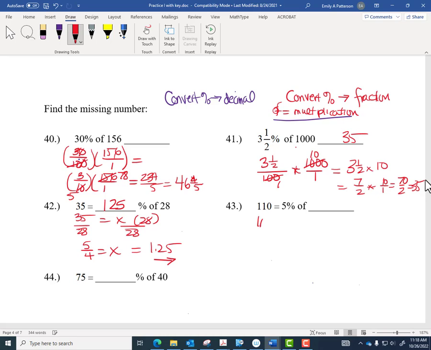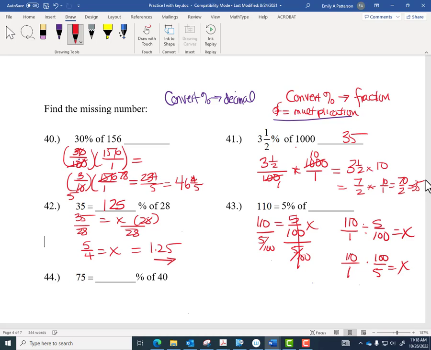Here again, we have 110 is equal to 5%, so I'm converting it into a fraction, times x. And when we divide both sides by 5 over 100, this cancels out or becomes 1. So I have 110 over 1 divided by 5 over 100. So we skip the first, we flip the second, and then we multiply. And when you take care of the multiplication, x becomes 2200.